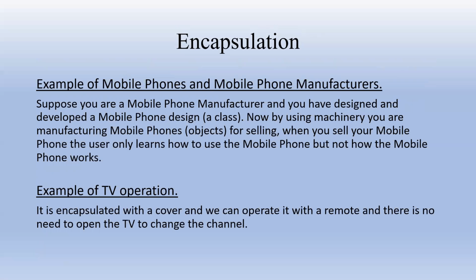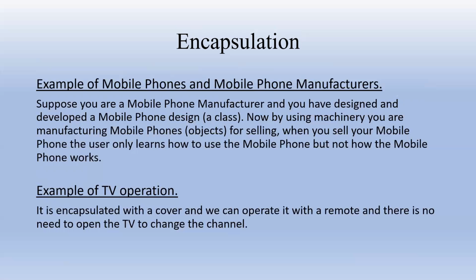In layman's terms, let's see two examples of encapsulation. First is the example of mobile phones and mobile phone manufacturers. Suppose you are a mobile phone manufacturer and you have designed and developed a mobile phone design. This is basically a class. Now by using the machinery, you are manufacturing mobile phones. The machinery means whatever functions you have created or properties you are using, basically the objects for selling. When you sell your mobile phone, the user only gets how to use the mobile phone, but does not know how the mobile phone works.